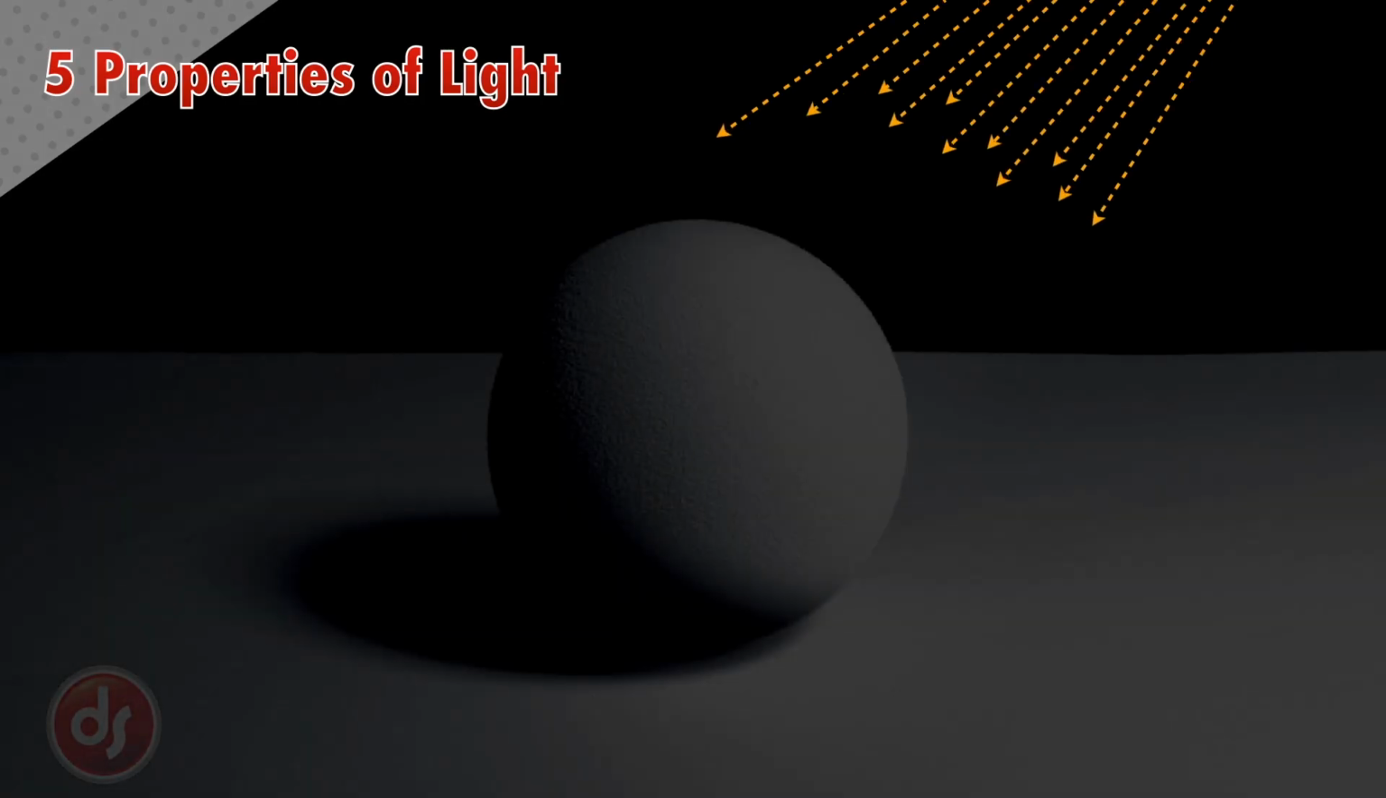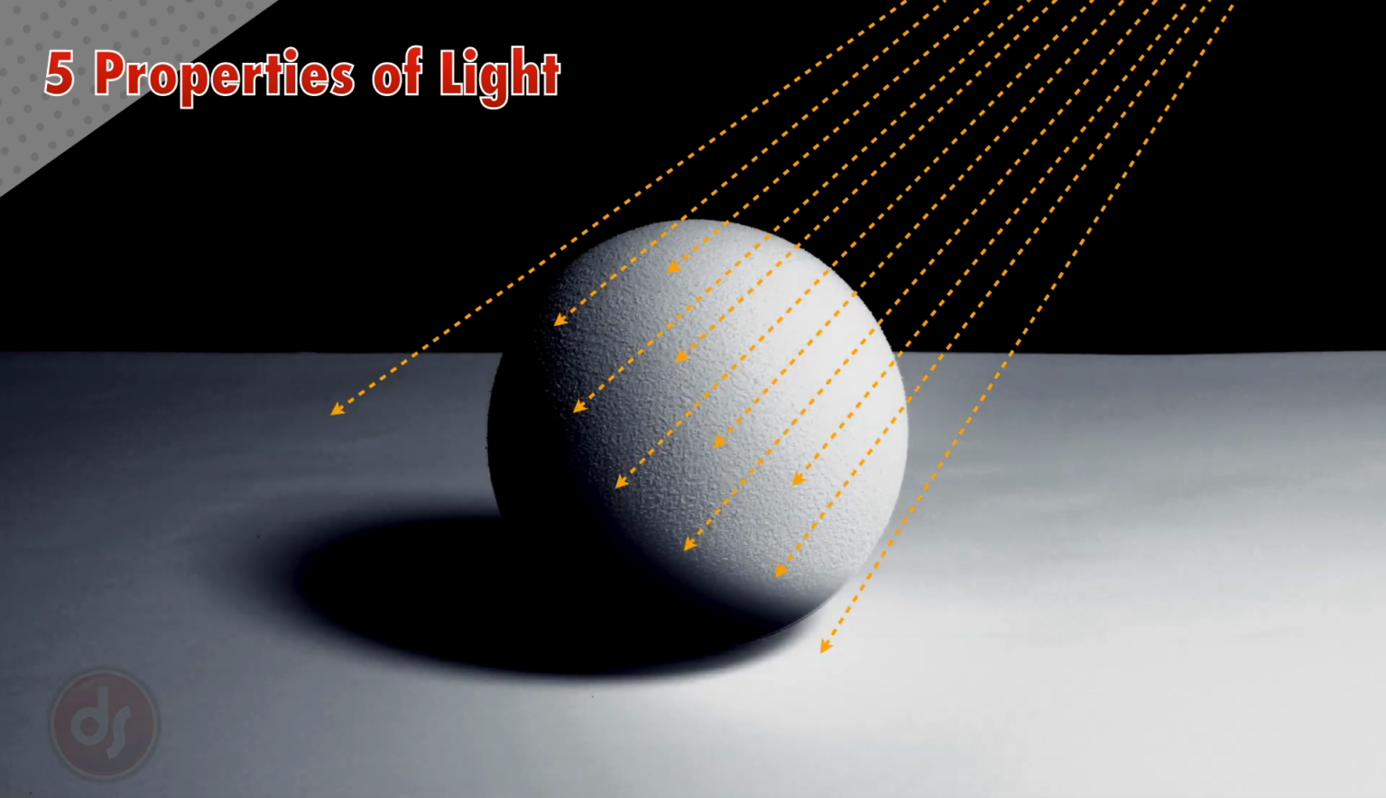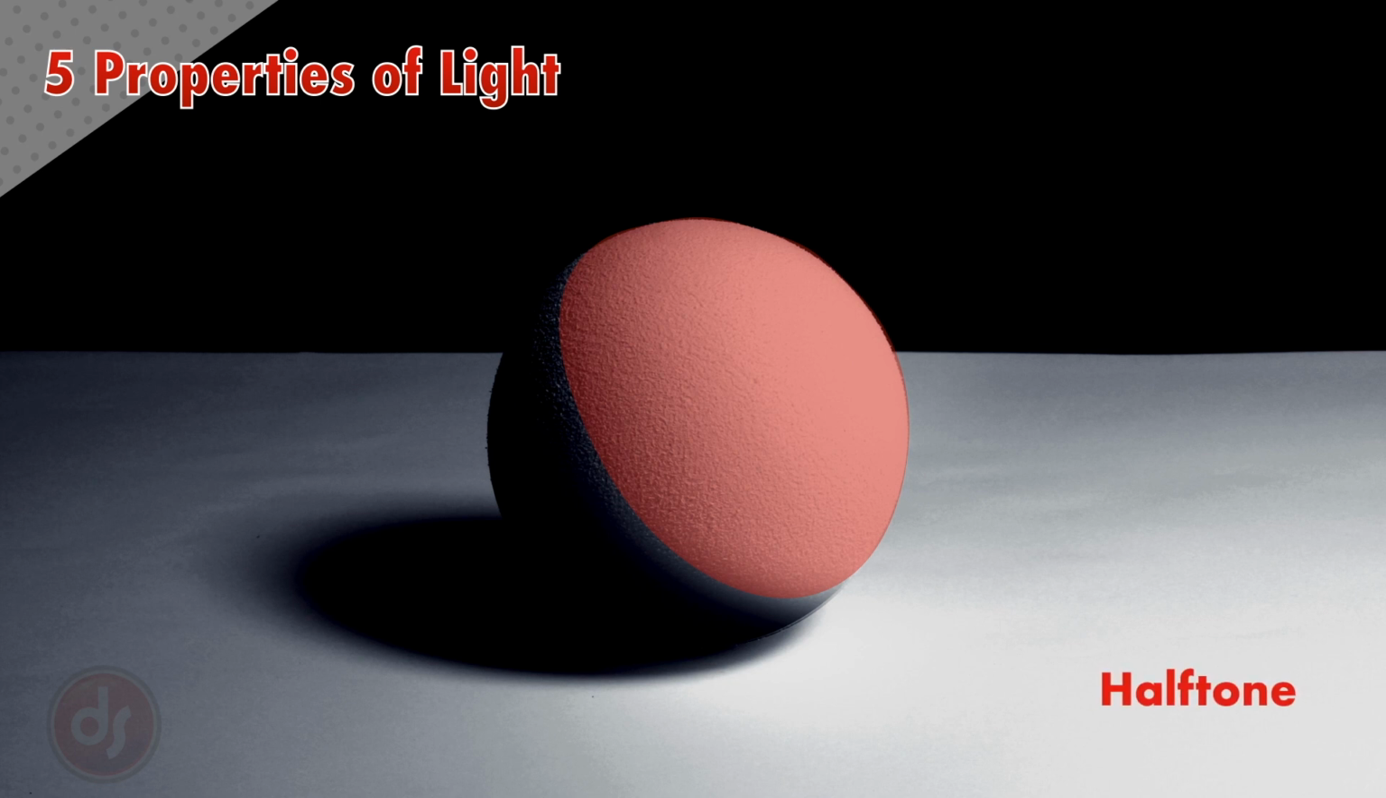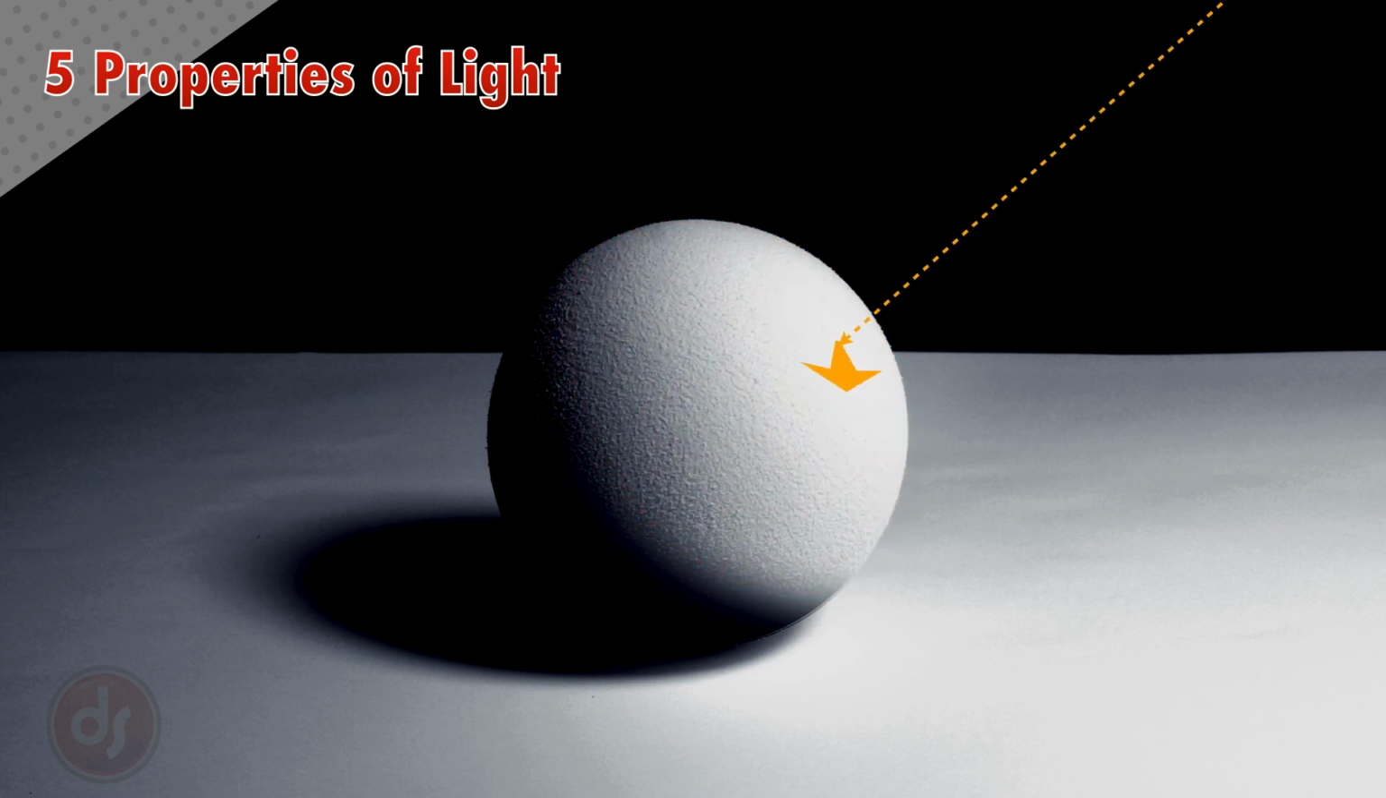No light means no sight, so if we turn the lights on, light will hit the surface of a form and gradually fall away. We call this area of light the halftone. Within this area of light, one portion of the form will reflect light directly to your eye, making this the brightest spot. This spot is called the highlight.